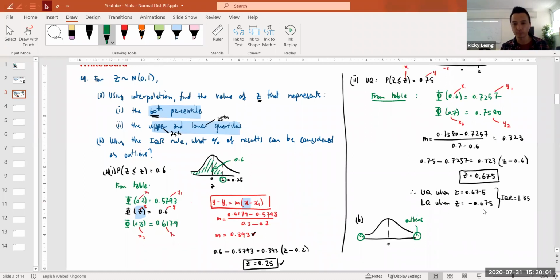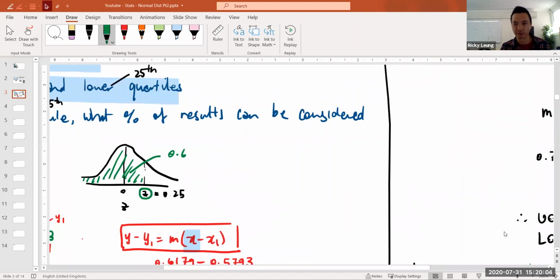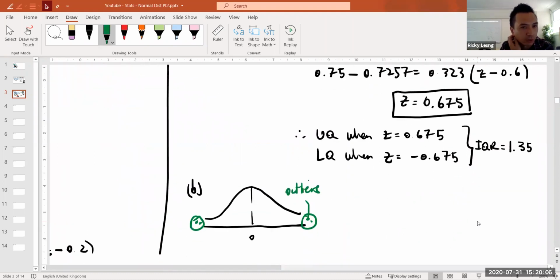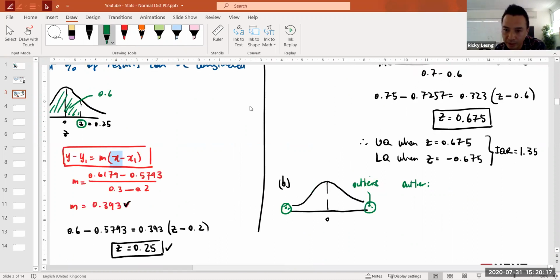Now, for those that have forgotten, the outlier rule, or the IQR rule for outliers, is, and I'll write it in green here, to be an outlier, there are the positive outliers and the negative outliers, right? So for the positive ones, you basically take the upper quartile and you add 1.5 of the interquartile range. And for the lower one, you take the lower quartile and you minus 1.5 of the IQR.